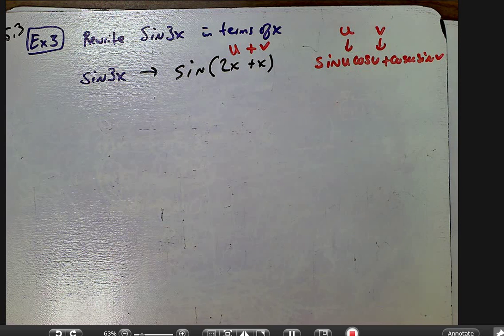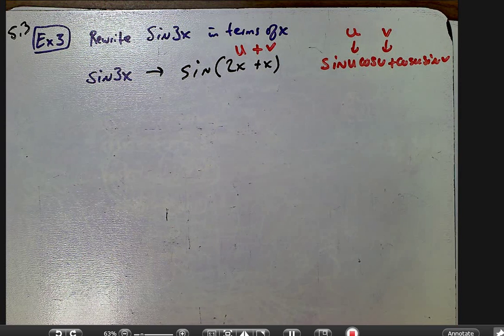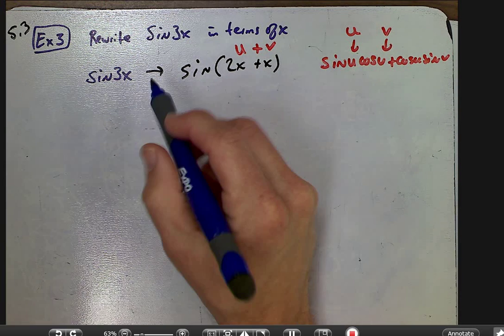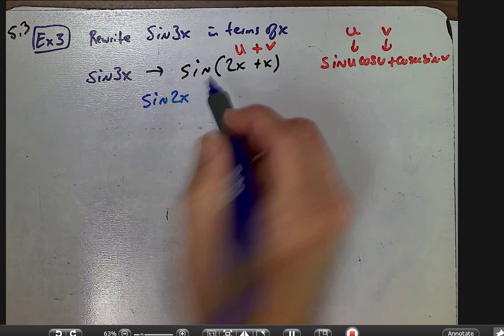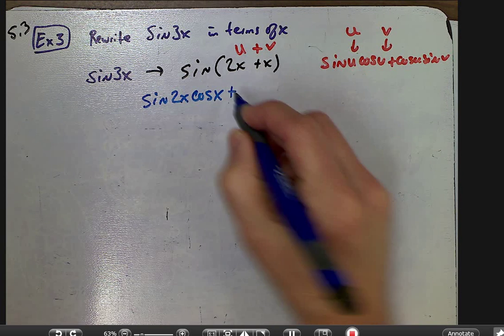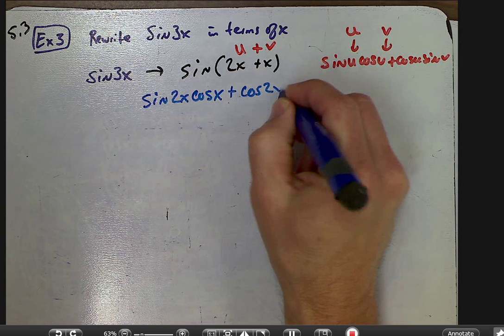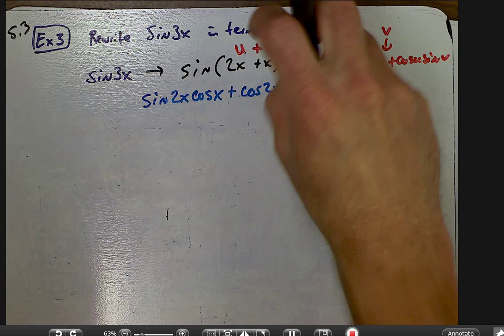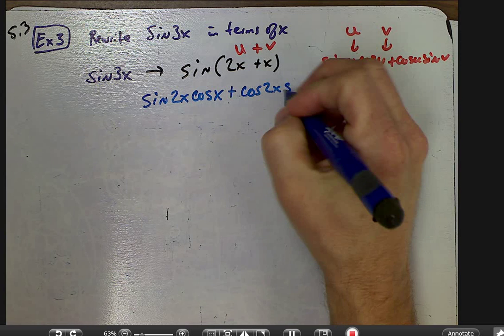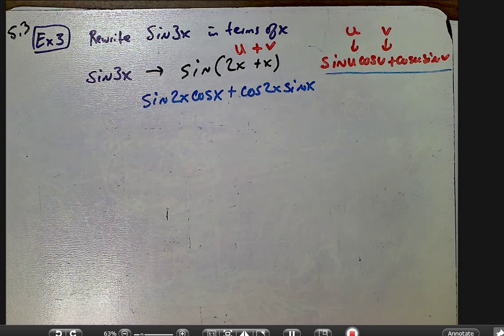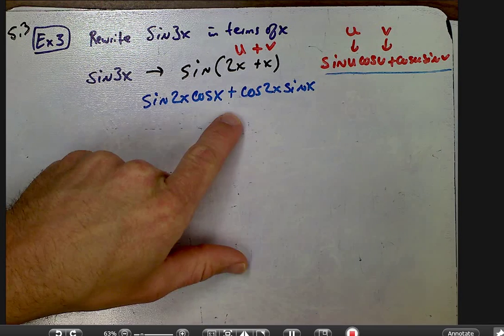And so now I'm going to rewrite it. Where u is 2x, v is x, it becomes the sine of 2x, the cosine of x, plus the cosine of 2x, times the sine of x. So I use the sine u cosine v thing, the u plus v formula, to rewrite that.